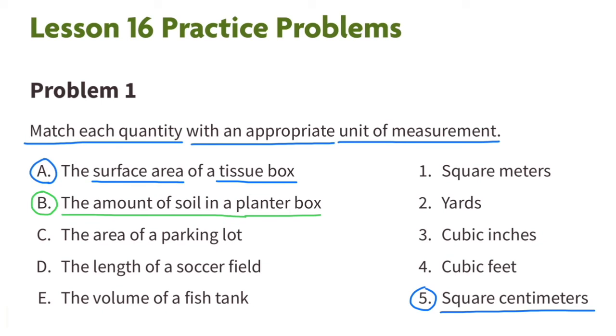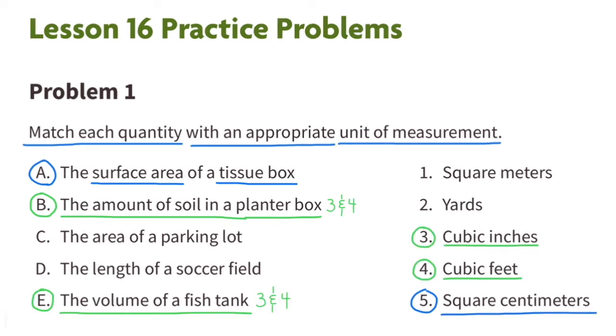Since I don't know the size of the planter box, I don't know if I should select cubic feet or cubic inches, but I notice E, the volume of a fish tank. I also don't know the size of the fish tank, so a planter box and a fish tank can both be large or small. So I can select the same answers for B and E. B can be 3 or 4 cubic inches or cubic feet, and so can E, the volume of a fish tank.